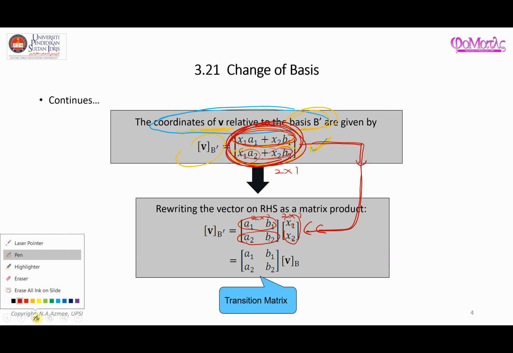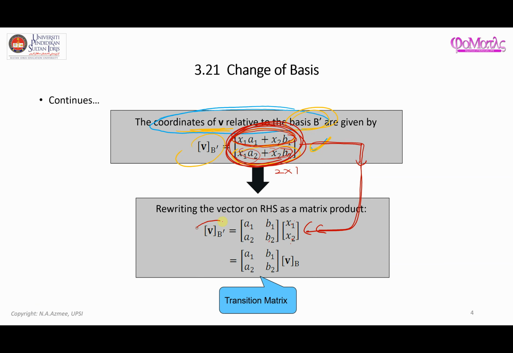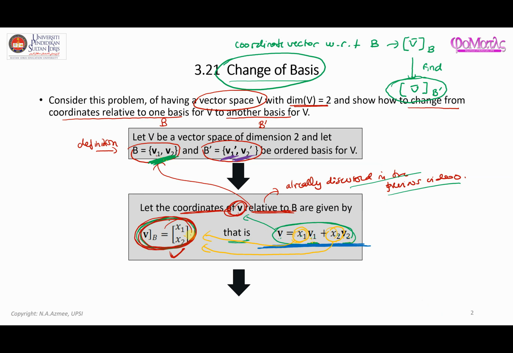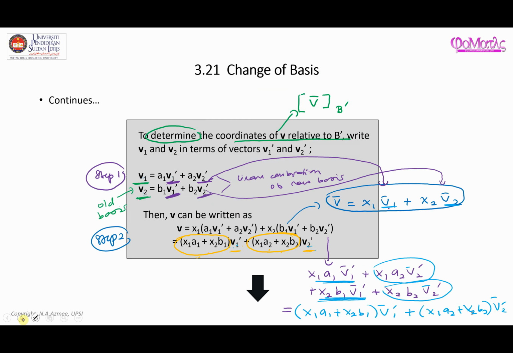Now why are we doing that? Because we can then understand that in order to find the coordinate vector relative to the new basis, you can multiply this matrix with this one. This is the coordinate vector with respect to the old basis. So x1 x2 here comes from the old coordinate vector relative to b. Yes, you can see that.